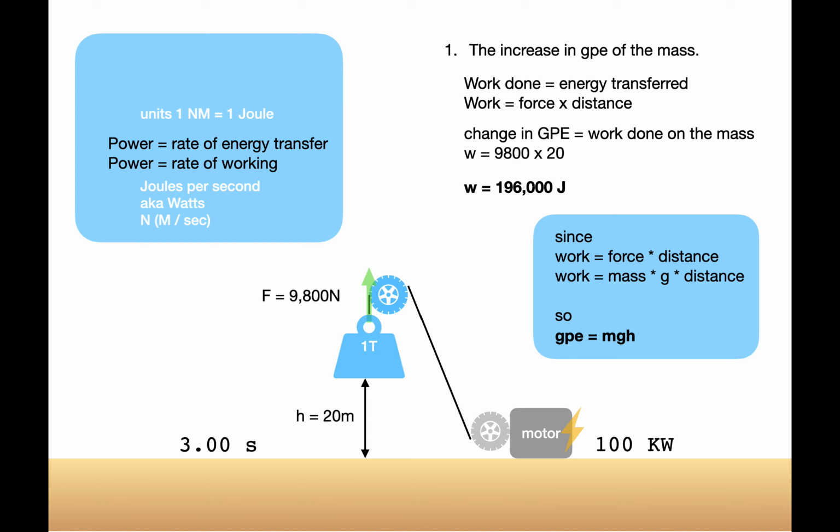So the work done is energy transferred. Work done is force times distance. And we can use that because we know that the force in the wire pulling it up must be equal to the weight pulling it down, at least equal to the weight pulling it down, if not a bit more, in order to actually lift it upwards. So we know the upwards force on this mass is 9,800 newtons, and it goes through 20 meters. So multiply those numbers together, you get 196,000 joules.